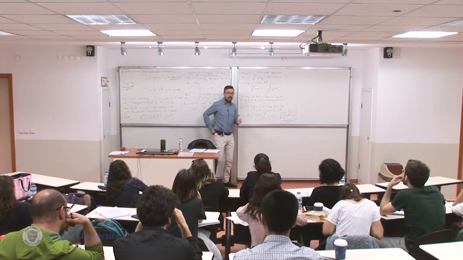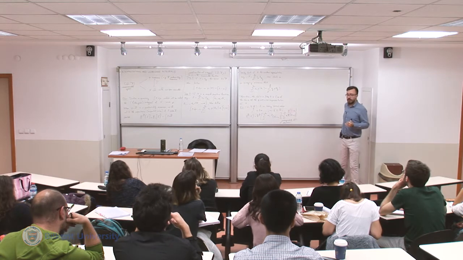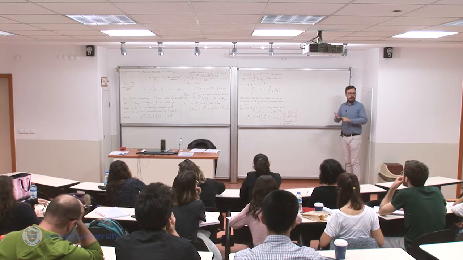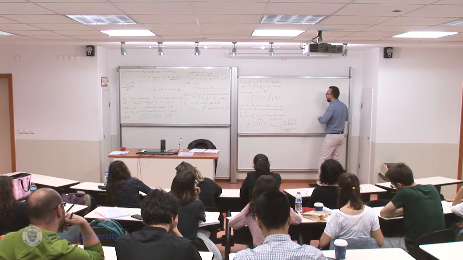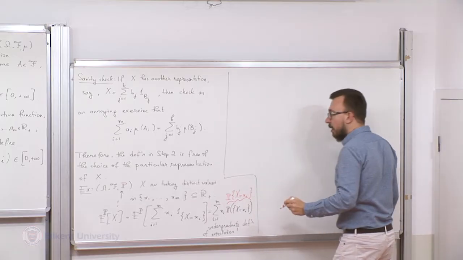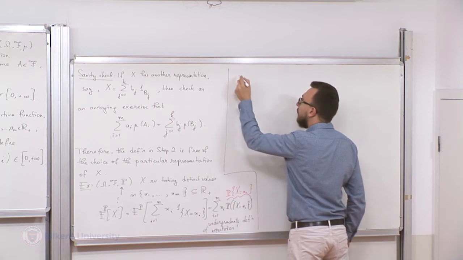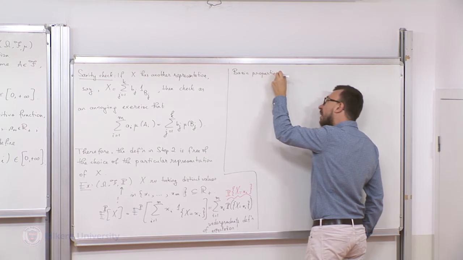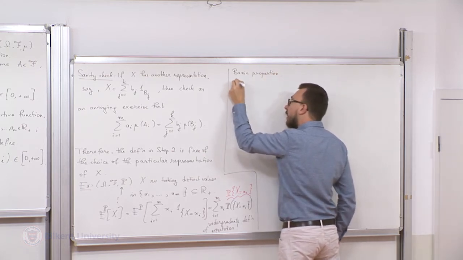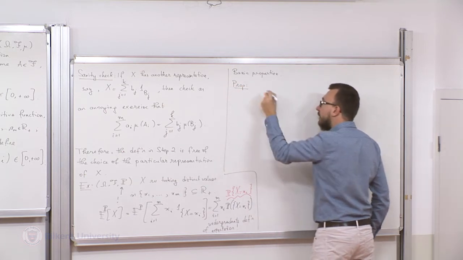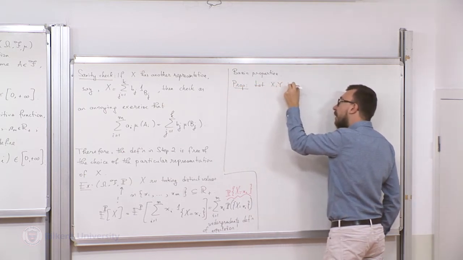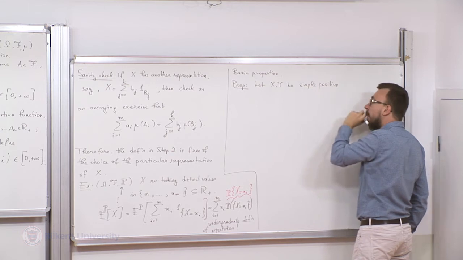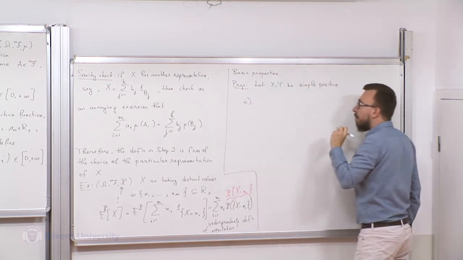So now let's check that this definition of integral for simple positive functions satisfies monotonicity and linearity. Let's check the basic properties. Let's write it as a proposition maybe. So let X, Y be simple positive. So here are some properties.